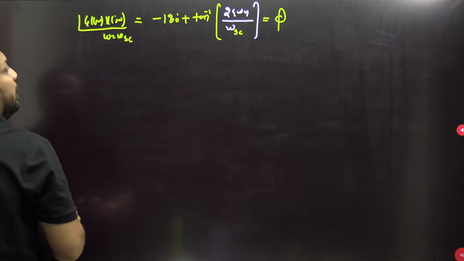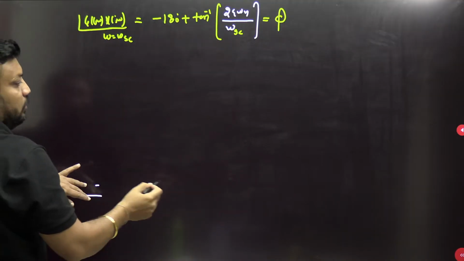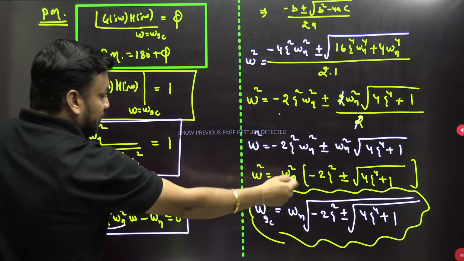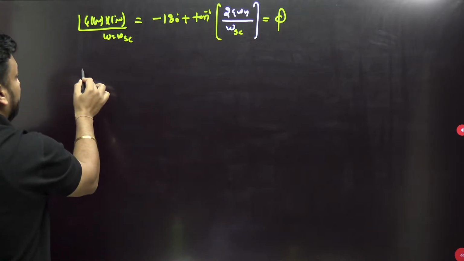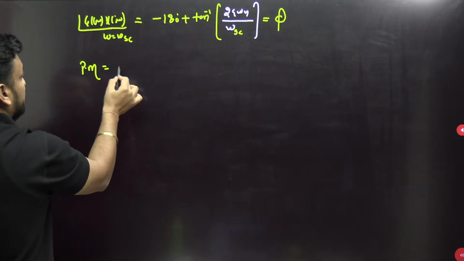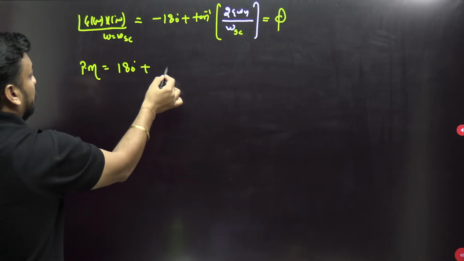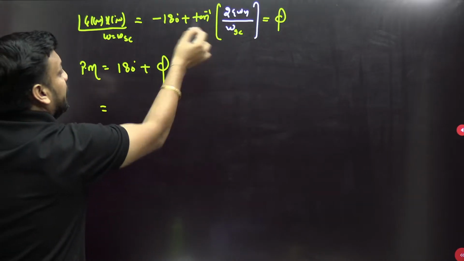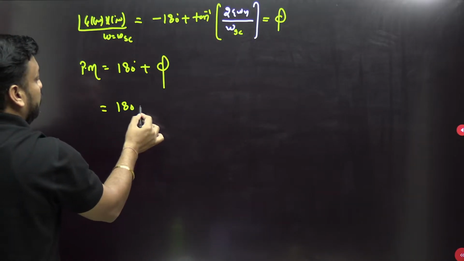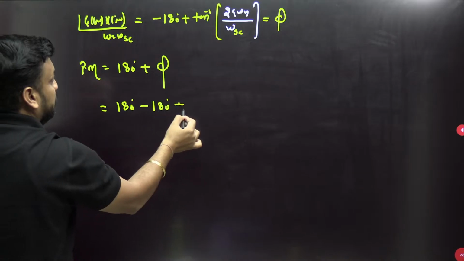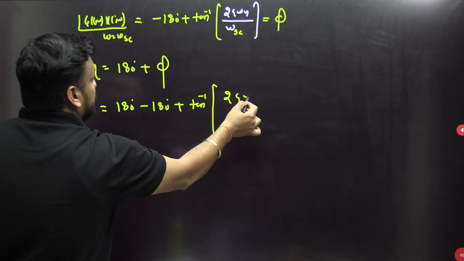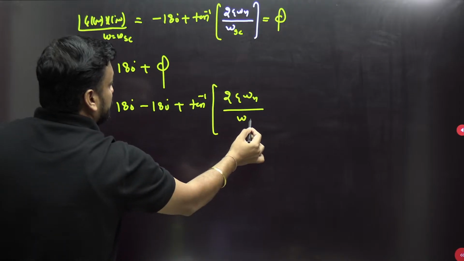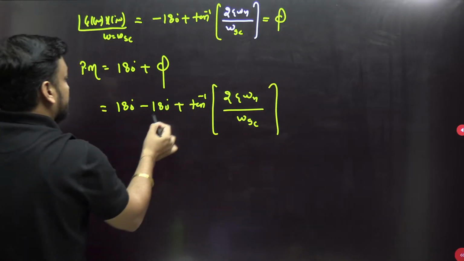Yes sir. And what is my omega gc? In the last slide only we generated this omega gc, this is the entire value. Okay sir. So once you put this, this is phi, and what is phase margin? Sir, phase margin is nothing but 180 plus phi. If I put this entire phi value here, it will give me 180 minus 180 plus tan inverse of twice zeta omega n upon omega gc, and this gets cancelled out.